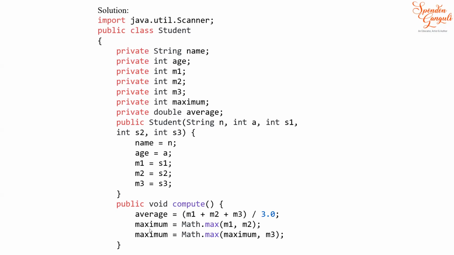Then in the compute method, the average is being computed. Now here you have to keep it in mind: as the average is a double value and M1, M2, M3 are integer values, they are being added and divided by 3.0 instead of dividing by 3. Then the maximum you can get with the max function, or you can use the if else if statement, whichever is convenient.